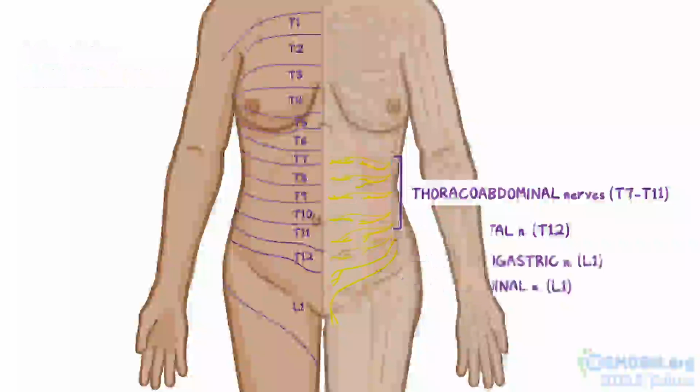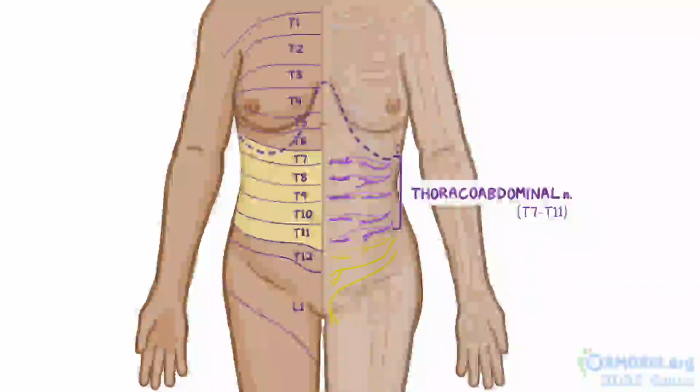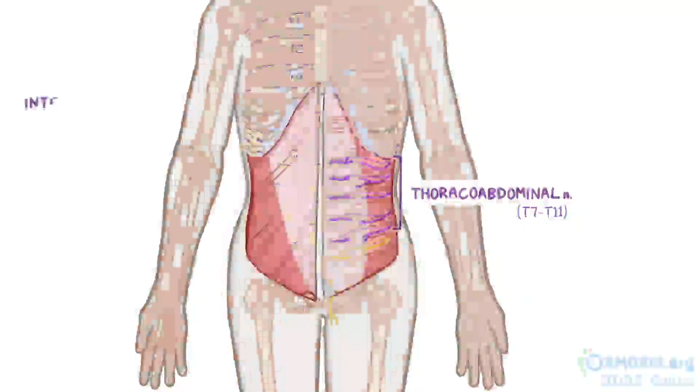So first, as we've mentioned, the thoracoabdominal nerves are derived from the anterior rami of the T7 to T11 spinal nerves. Specifically, these nerves are actually the continuation of the lower intercostal nerves distal to the costal margin, where they run in the neurovascular plane between the internal oblique and transversus abdominis.